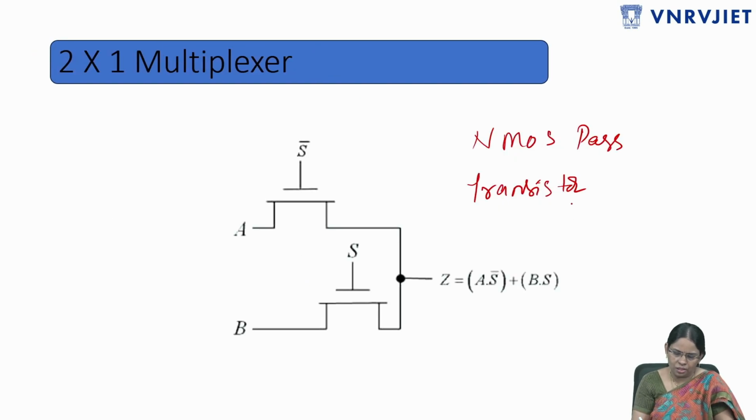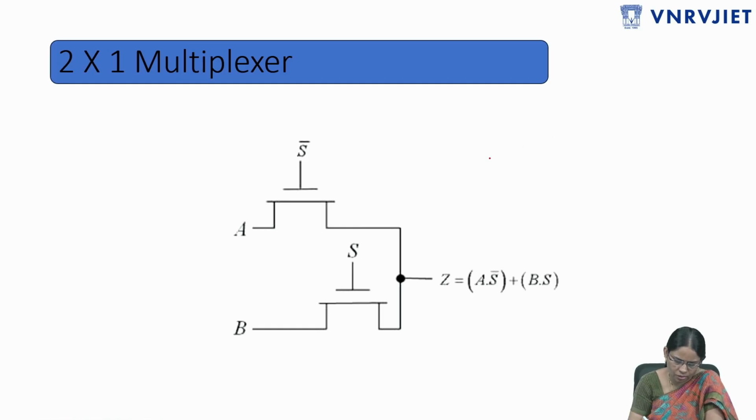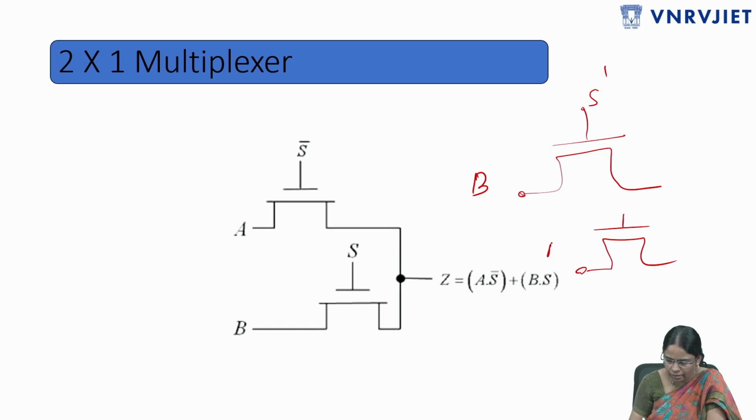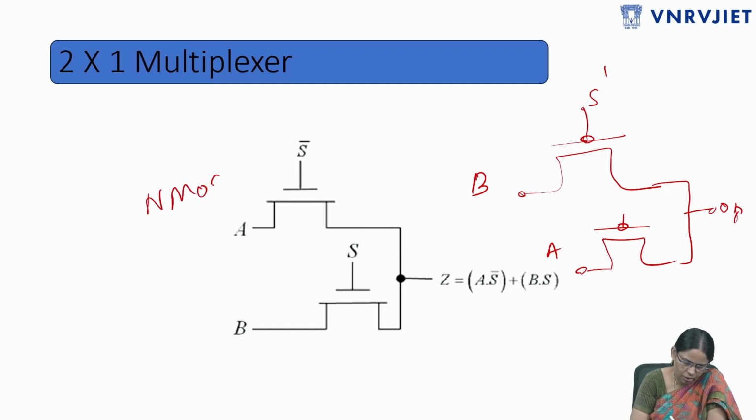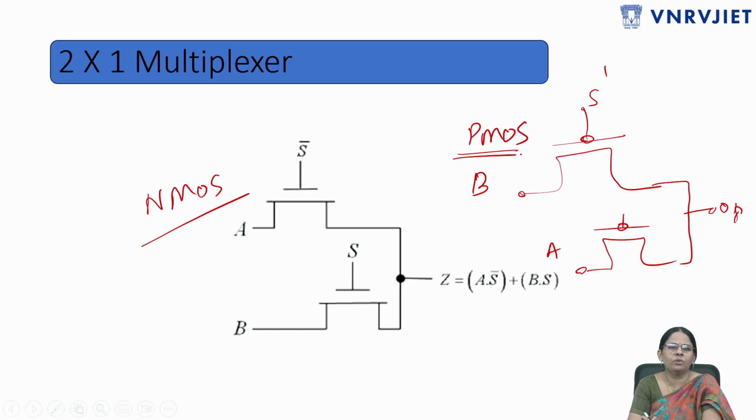You can see here also a 2x1 multiplexer with the PMOS. Let us see with the PMOS. So here S equals to 1, B. But here S equals to 0, B. So for S dash it will be B, for S it will be A. The same circuit with the PMOS logic. This is with the NMOS and this is with the PMOS. In that way you can implement a multiplexer with either NMOS transistors or PMOS transistors.